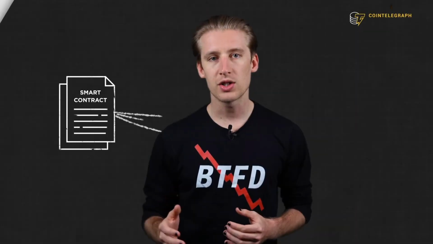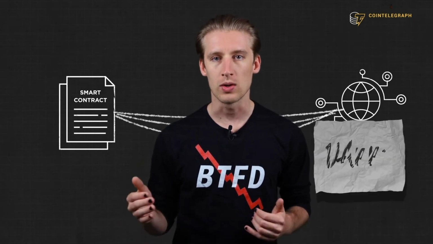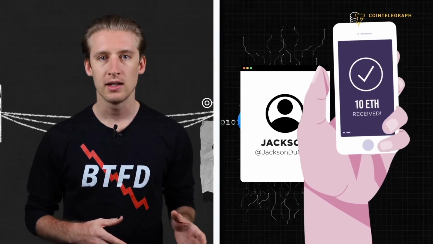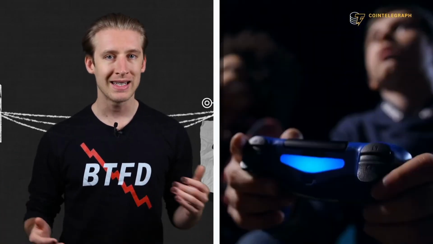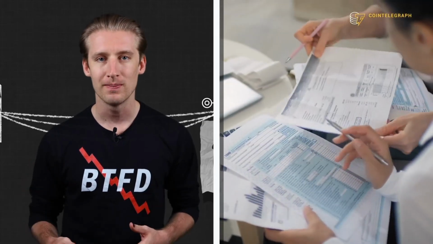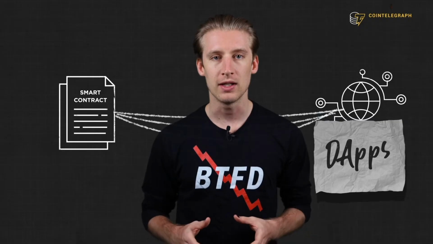Customizable. Smart contracts can be coded in many different ways to create decentralized applications or dApps. The examples we looked at earlier were only the most basic. There are now dApps for investing, gaming, voting, crowdfunding, payments, insurance, and much, much more. The use of smart contracts is only limited by our own creativity.